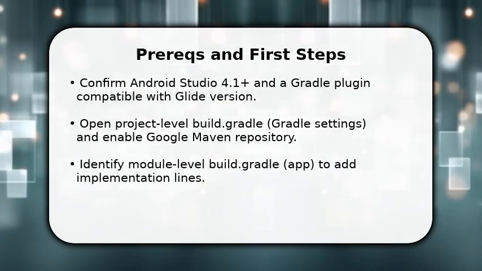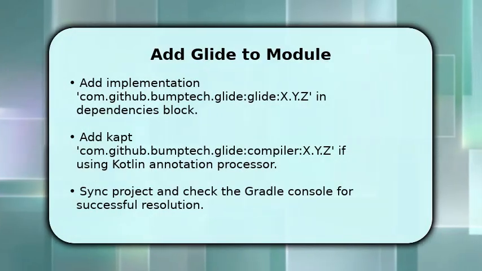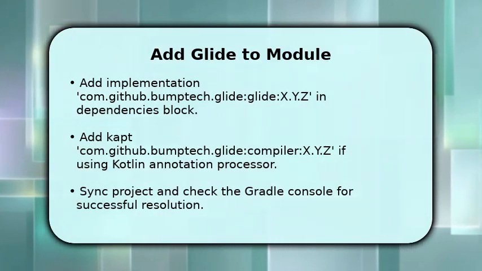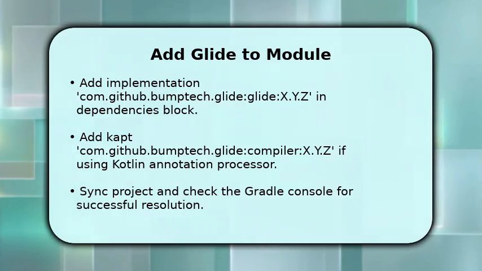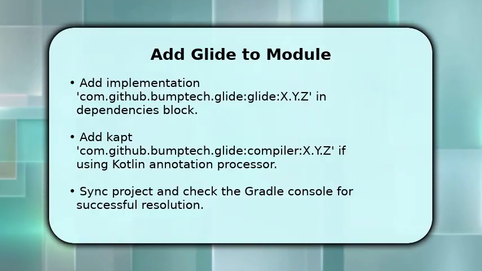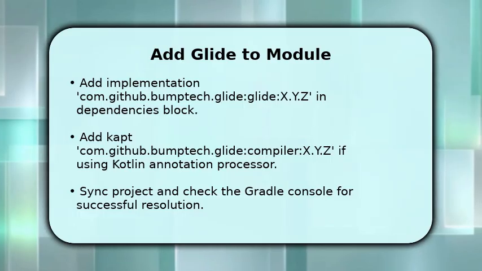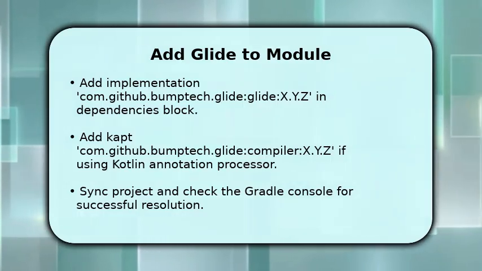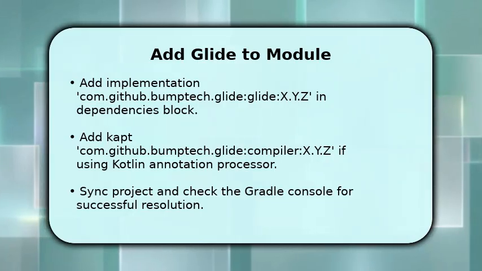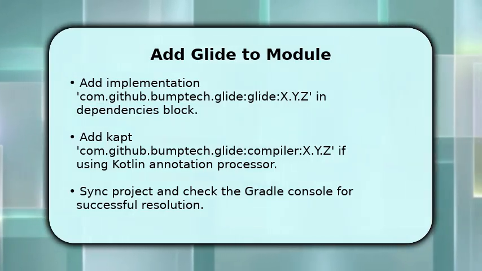Now you add Glide inside the app level build.gradle dependencies block. Insert implementation com.github.bumptech.glide:glide:X.Y.Z, using the version you need. You do this so code can reference Glide classes. If you use Kotlin with annotation processing, also add kapt com.github.bumptech.glide:compiler:X.Y.Z to enable the generated API. Then press sync now so Gradle downloads artifacts.